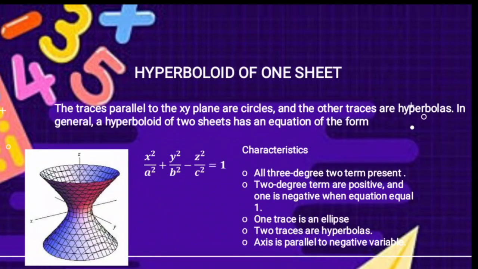The traces parallel to the xy plane are circles, and the other traces are hyperbolas. In general, a hyperboloid of two sheets has an equation of the form x squared over a squared plus y squared over b squared minus z squared over c squared is equal to 1. The characteristics are: all three degree-2 terms present, then two degree-2 terms are positive and one is negative when the equation is equal to 1. One trace is an ellipse, two traces are hyperbolas, and the axis is parallel to the negative variable.